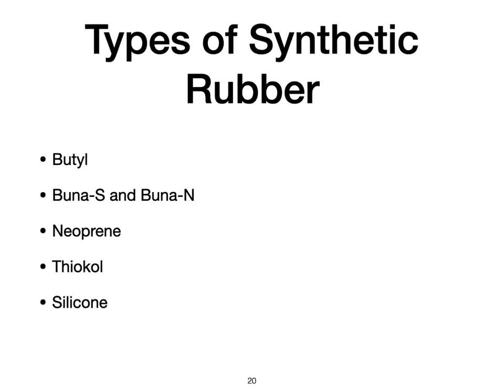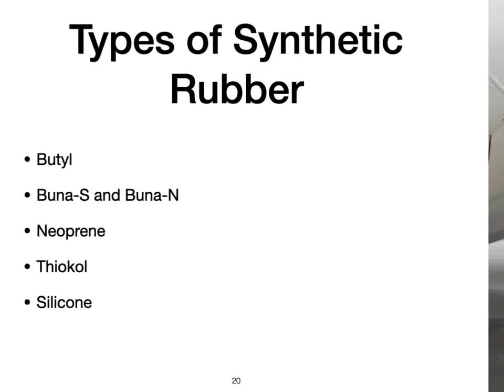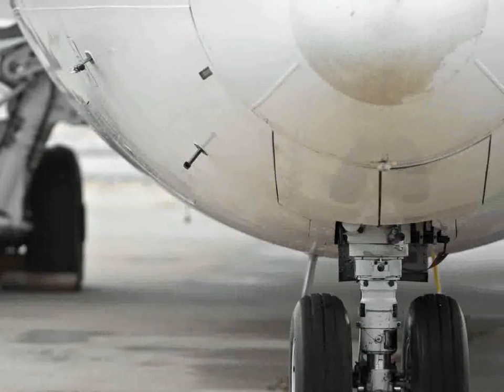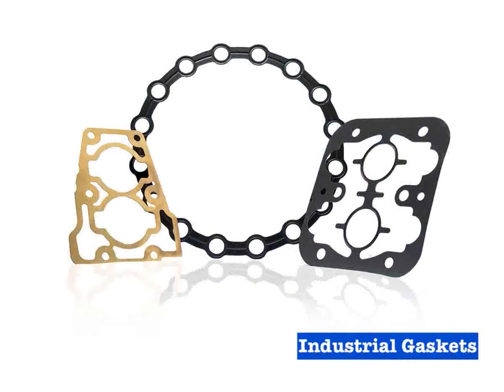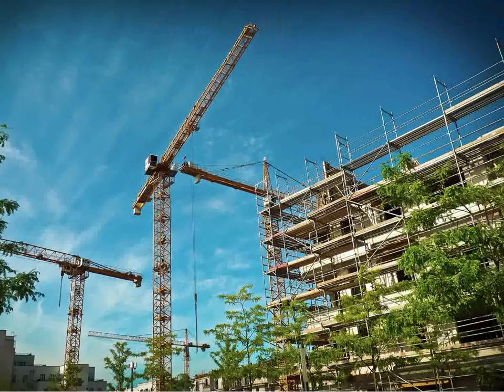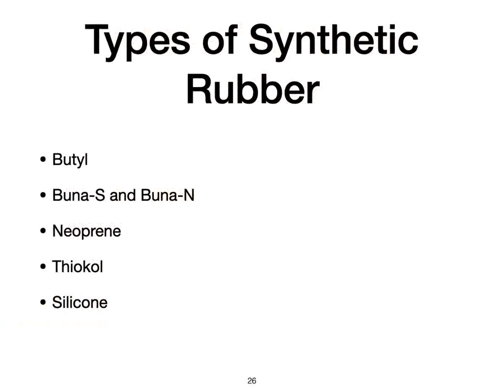The applications are such that they are used in automotive tires, healthcare, industry as gaskets, construction, adhesives, and etc. Next one, the Buna. Buna S is a synthetic rubber with many characteristics of natural rubber. It is water and heat resistant and is normally used in tires and tubes.